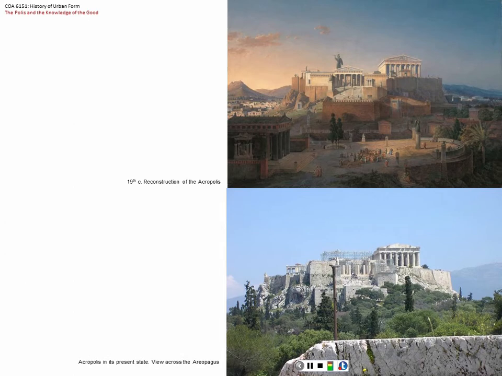So the Acropolis looks today something like what we see down here in the lower photograph, in this beautiful but imaginary reconstruction from the 19th century showing this cult statue of Athena hanging up over everything with the propylaea, the gate into the Acropolis, flanked by the temple of Athena Nike, the little Ionic temple that we see right here, and then, of course, the house of the goddess.